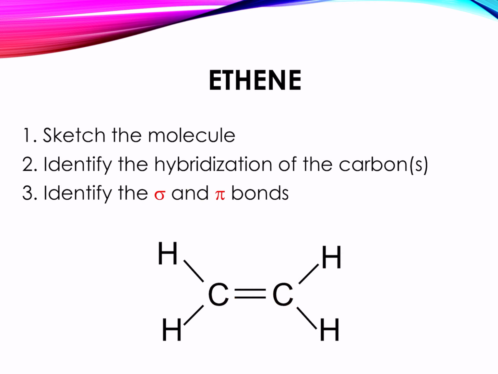Here's another example, ethene. So we have identify the hybridization of the carbons. Each one of the carbons has 2 single bonds and 1 double bond. There are 3 areas of electron density around each one of those carbons, so they are both sp2. All of the carbon-hydrogen single bonds are going to be sigma bonds, and the double bond is going to be made up of 1 sigma bond and 1 pi bond.